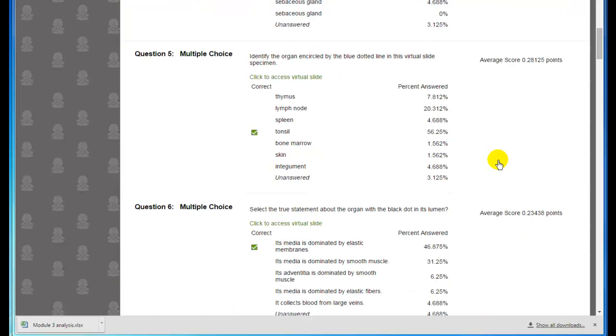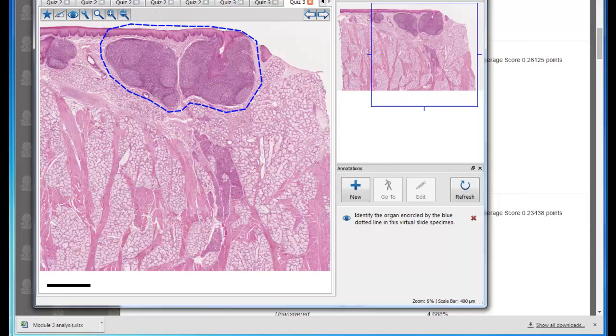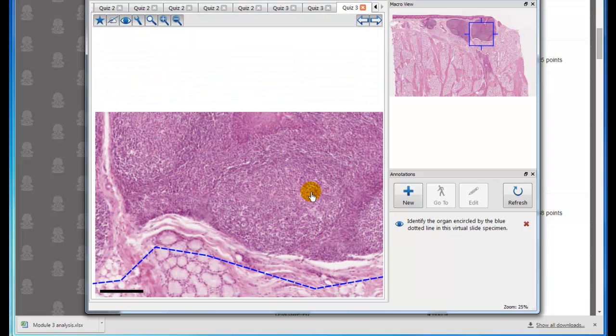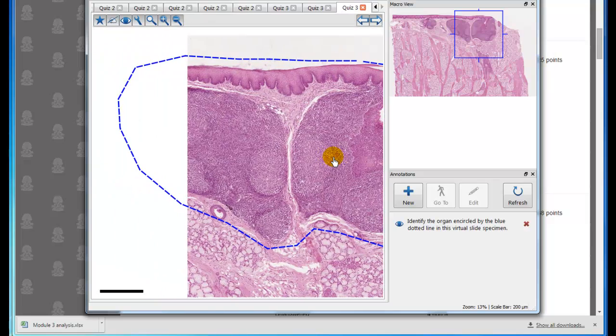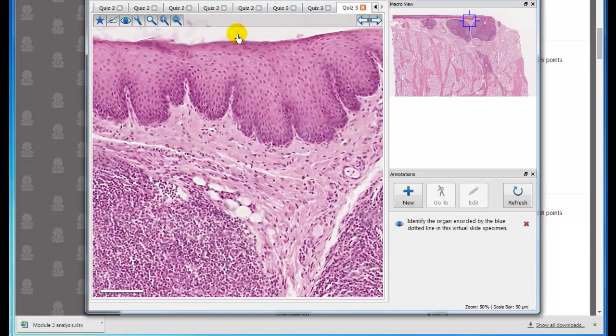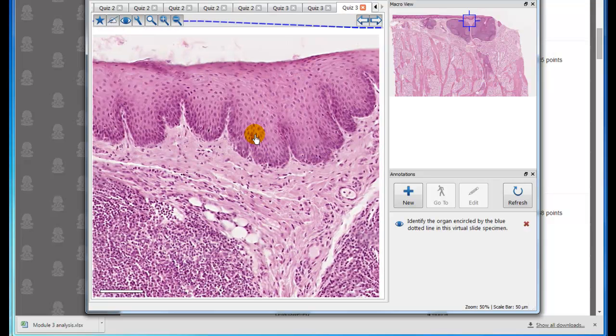Okay, this one was tonsil. Identify the organ encircled. A number of students thought it was a lymph node. Let's see. Okay, so here we have lymphatic nodules, right, but you don't see a clear cortex and medulla. You only see these nodules, and then you have to remember that the tonsil is associated with epithelium.